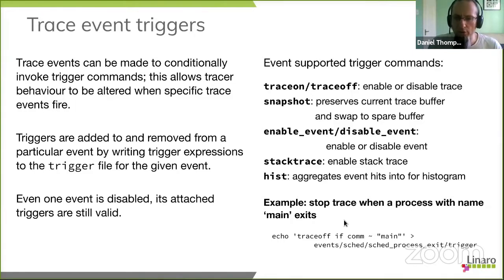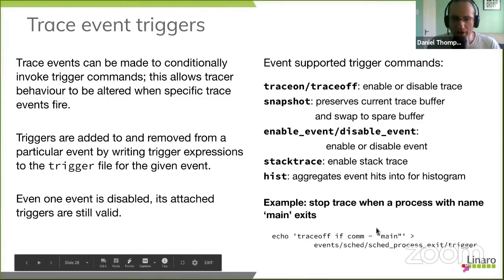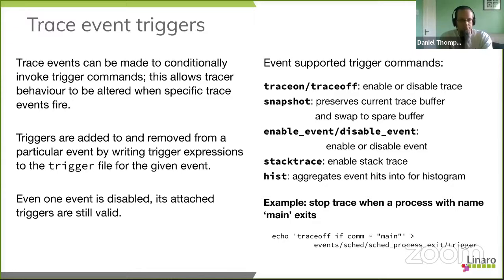So a quick example of a trigger. Bear in mind, it also has access to the predicate language. So we can say things like trace off if the main process has exited, is what that basically says. So we've attached it to the sched_process_exit trigger. So if a process called main exits, then we will stop tracing. May or may not be useful, but we have those kind of capabilities.